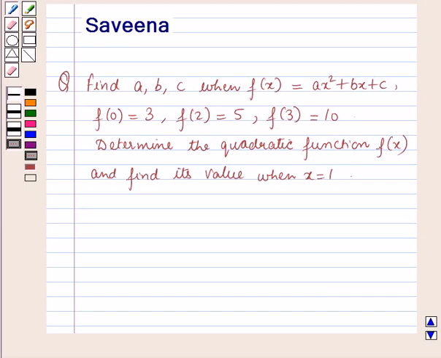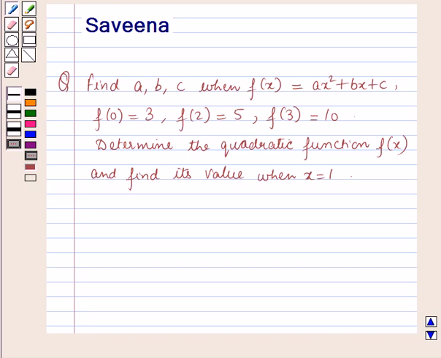In this session, we will discuss a question which says: find a, b, c when f of x is equal to ax square plus bx plus c, f of 0 is equal to 3, f of 2 is equal to 5, f of 3 is equal to 10. Determine the quadratic function f of x and find its value when x is equal to 1.